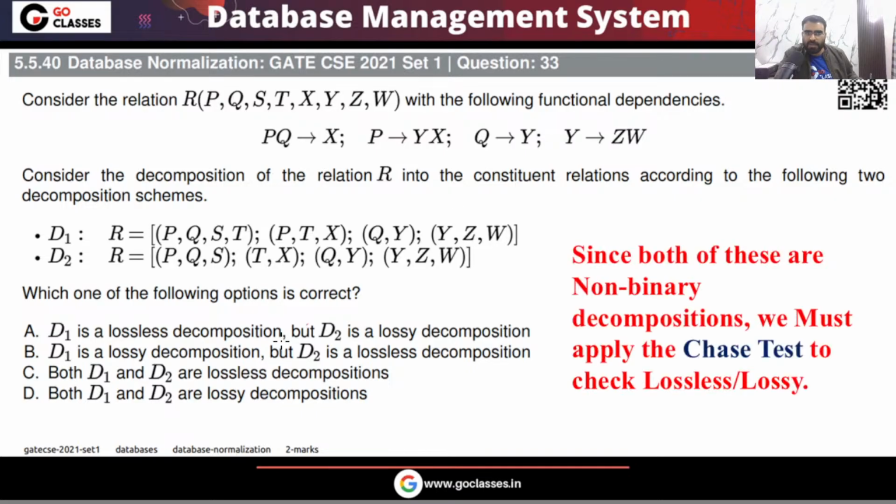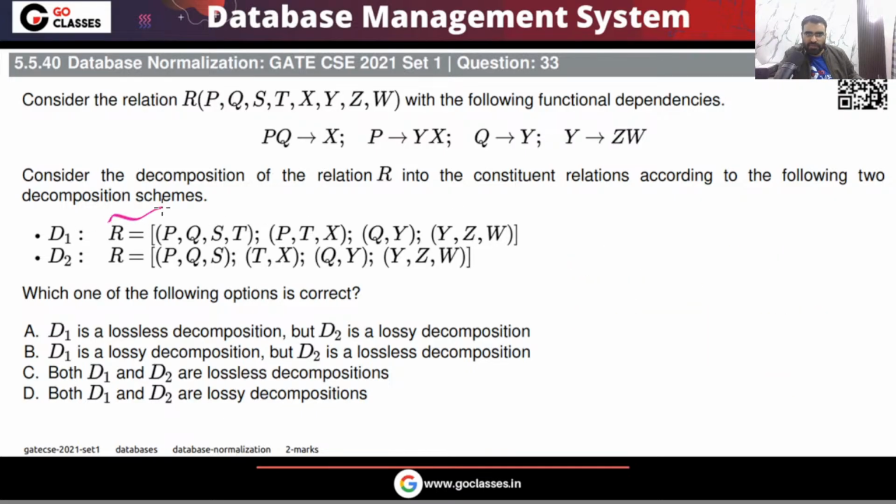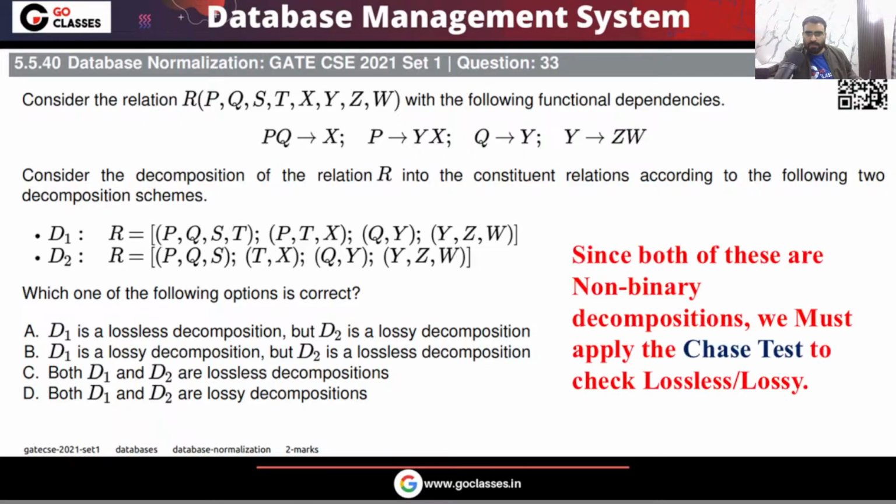Yes or no? Here you can see that in decomposition D1, we are decomposing the relation R into 4 sub-relations. So this is a non-binary decomposition. Similarly, in decomposition D2, we are decomposing the relation R into 4 sub-relations. So both these decompositions are non-binary decompositions. So we must apply the chase test to check whether D1 and D2 are lossless or lossy. Okay, so let's apply the chase test.